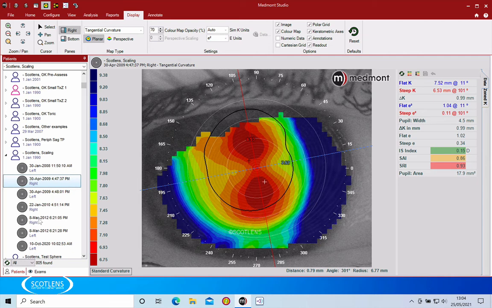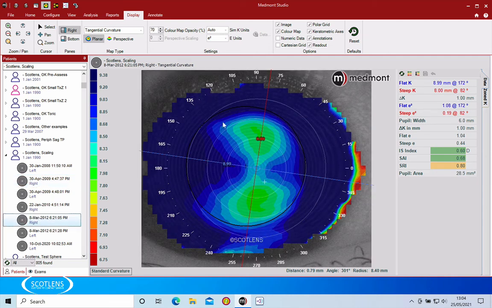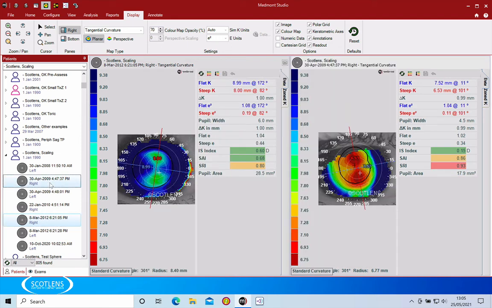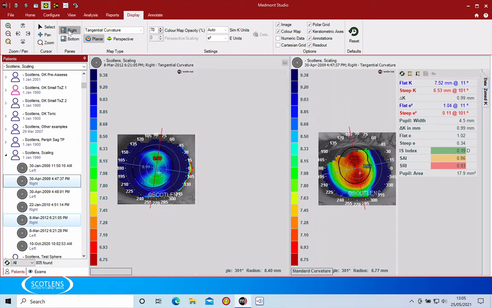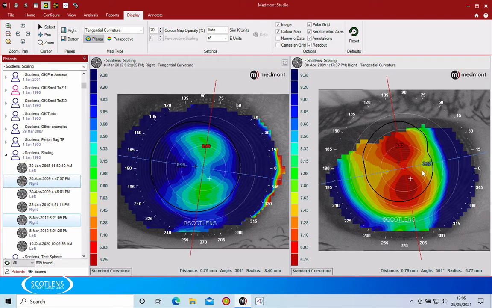So it's a regular astigmatic cornea with very small Ks. And if we look at this cornea, we can see that this is also regular astigmatism, but with very big Ks, 8.99 by 8 millimetres. And if we look at these two corneas side by side, we can see that this is where a fixed scale makes things a bit harder to see, because every cornea is going to fall into a different part of this scaling.